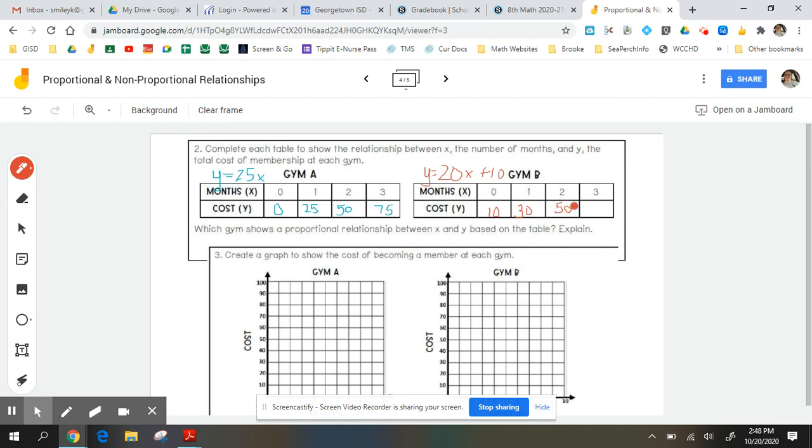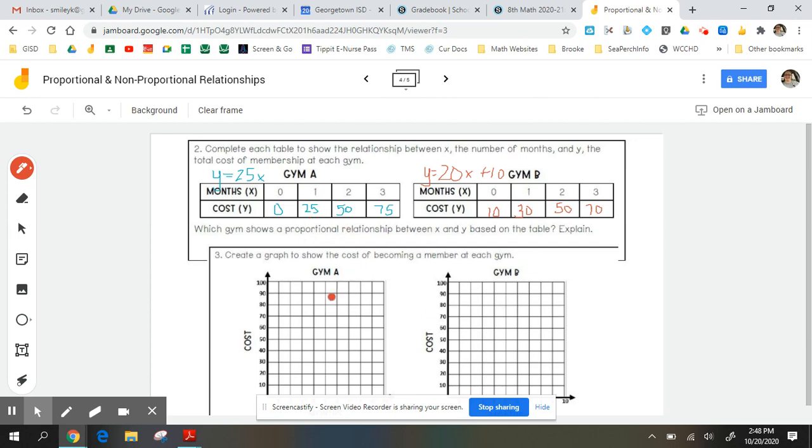Notice how it's going up by 20 every time. So guess what? This one will be 70. Which gym shows a proportional relationship? Again, based on this table. Well, we already figured that out earlier. Okay, we had gym A. So we're going to keep with that one.